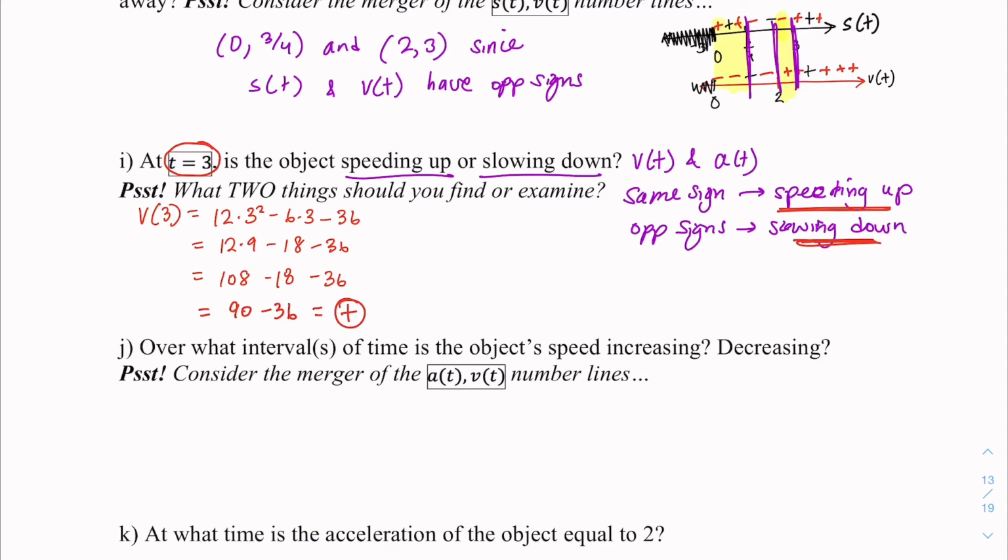So for V of 3, I found that it equaled a positive number. I don't really care what 19 minus 36 actually is. I just want to know the sign. And V of 3 is positive. Your next step should have been to find A of 3.